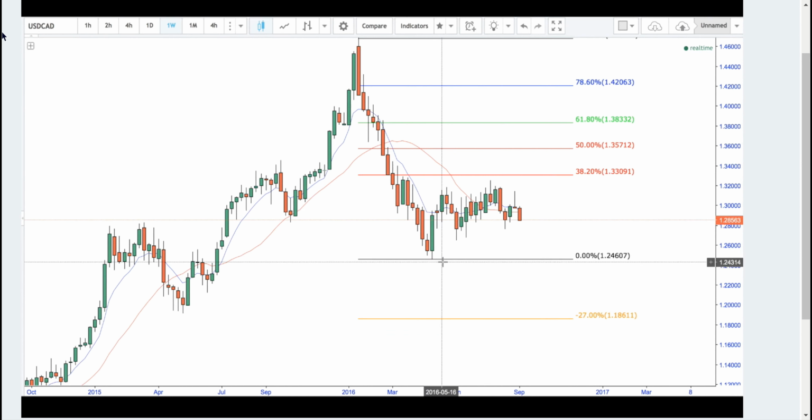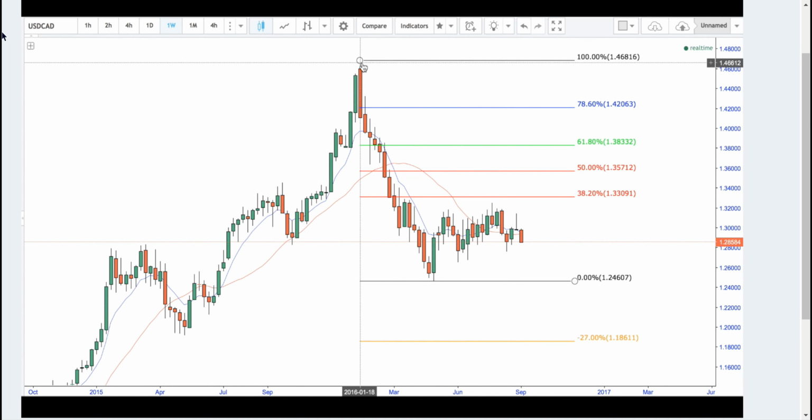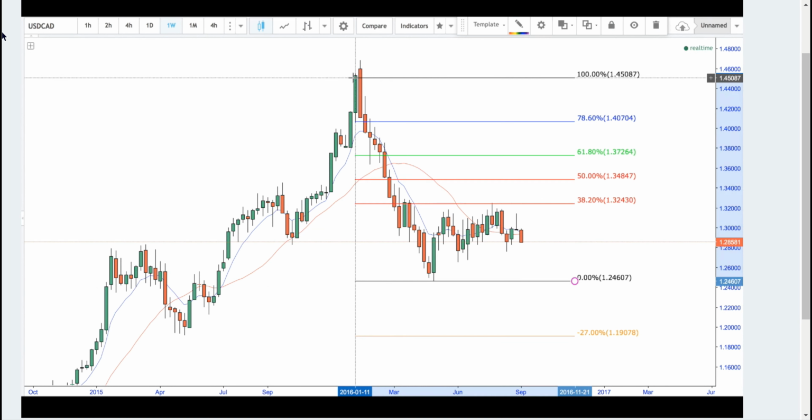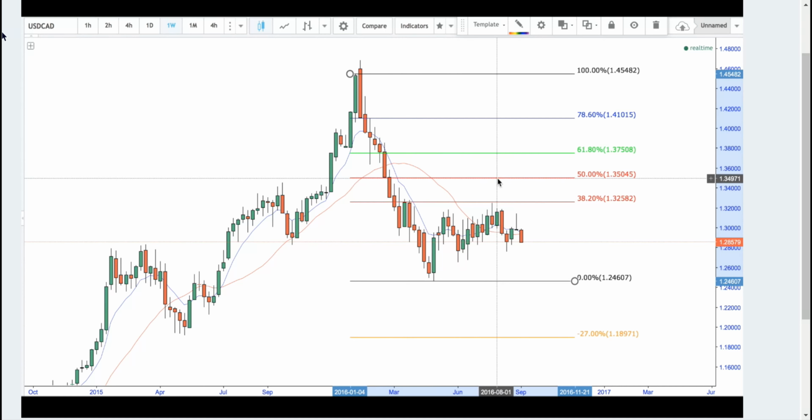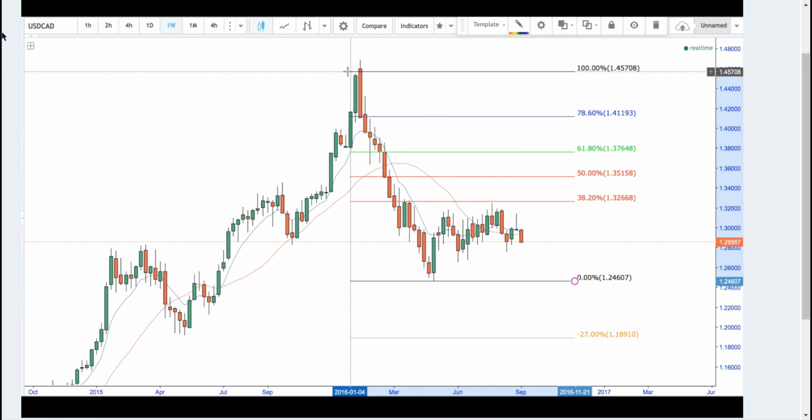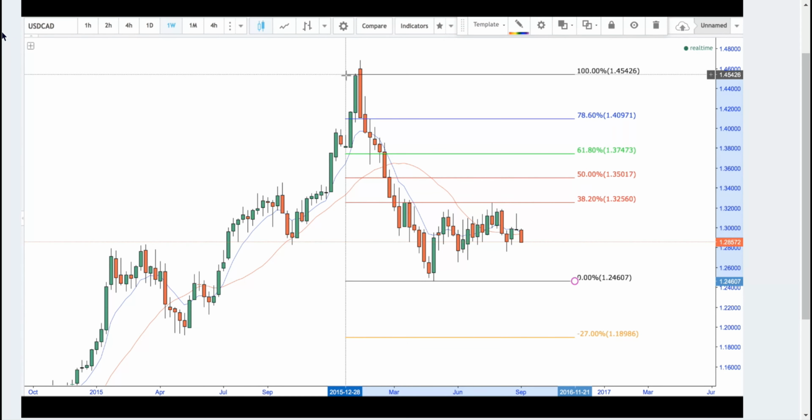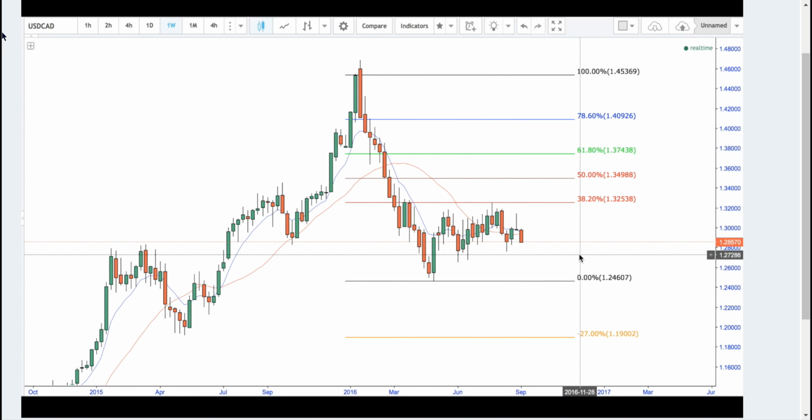With this example though, we haven't actually reached the 38.2. As you can see, this wick here has come more or less 40 or 50 pips shy of that. So this is not a valid retracement. That's not a valid retracement for me. It would have to actually hit the 38.2. Okay, if I had to modify that a little bit, as an example, that would be a valid retracement, 38.2. And then the extension for USD CAD will be down here.